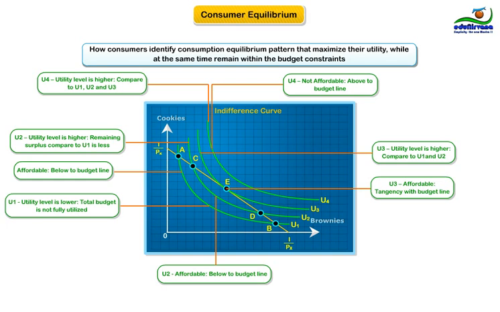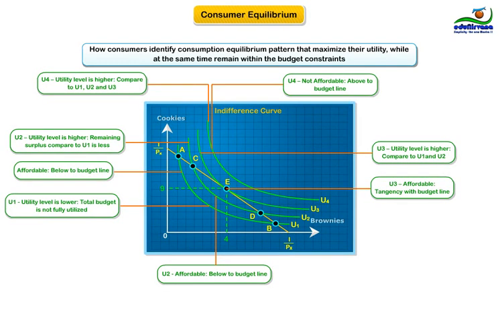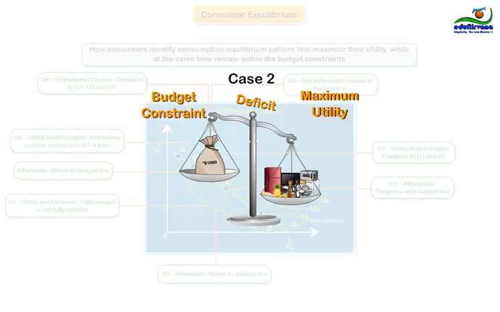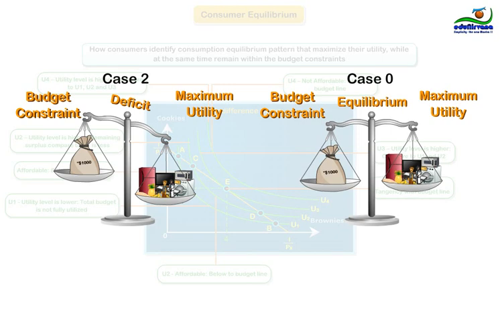Let's spend a few minutes on this point E. This point comprises 9 units of cookies and 4 units of brownies. Considering the prices of $12 and $8, his total budget is exhausted. Great! Interesting, isn't it? So this is the equilibrium point for the consumer or family. He would gradually come to a consumption pattern defined by point E, where he derives maximum permissible utility and also works just within his budget.